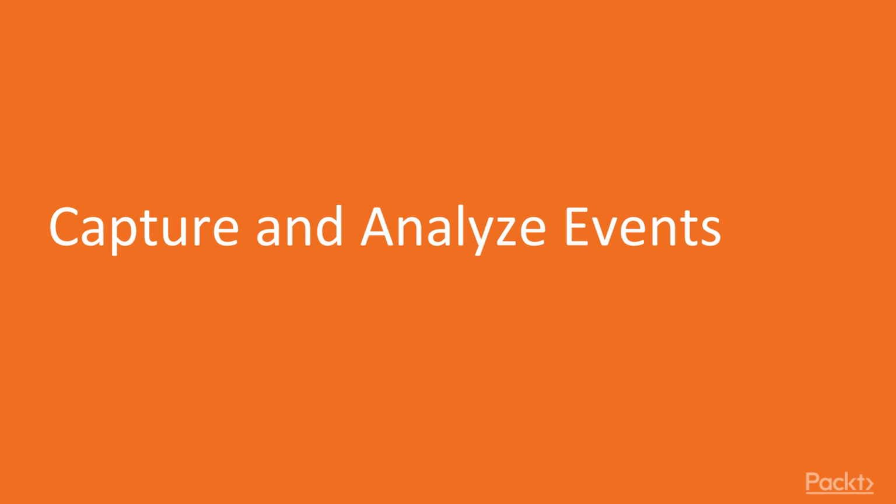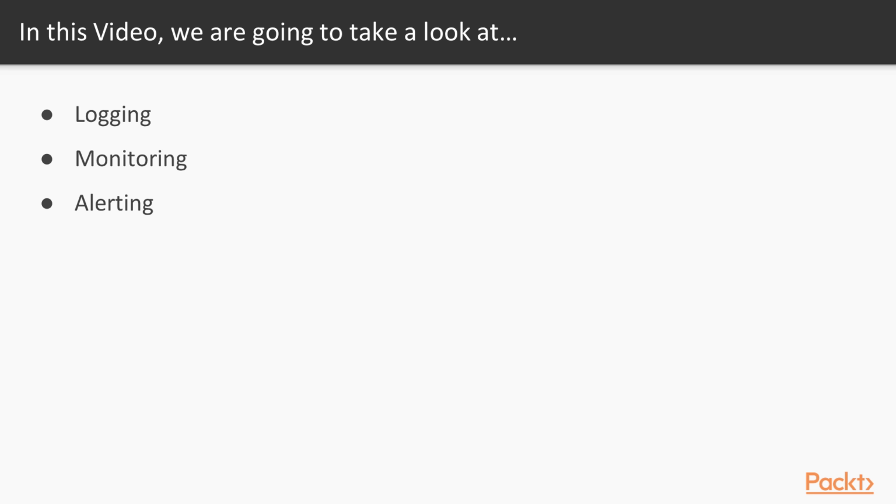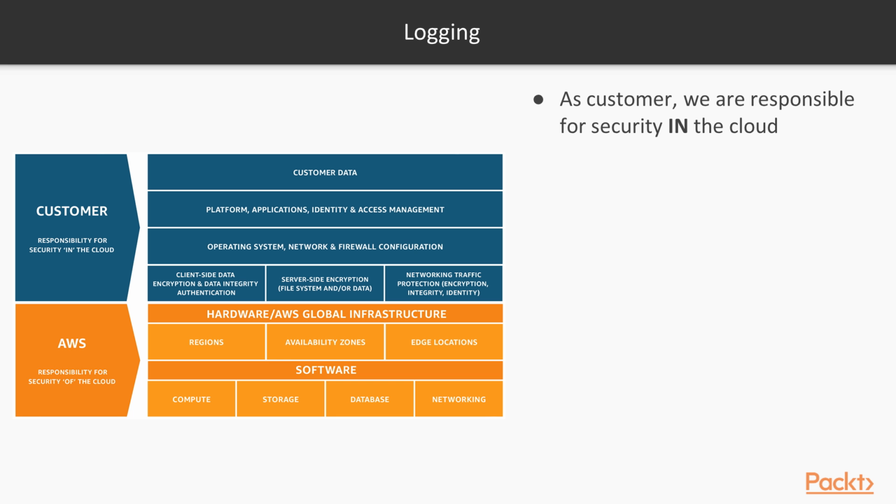Let's get started with capture and analyze events. Here we are going to review what logging is, why logging and monitoring are important, and also alerting here in AWS for our security. Remember that we have something called the shared responsibility model, and we are responsible for the security in the cloud. So being responsible for the security in the cloud, we also have to take care of the logs and alerts of every layer that is in our responsibility.